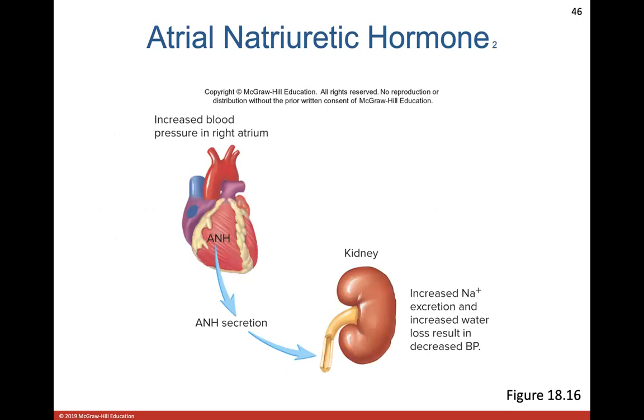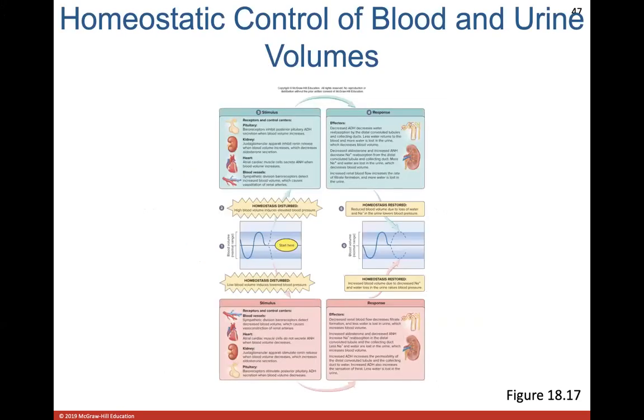So here we have atrial natriuretic hormone released from the heart. And again, it does the opposite of the other two. So if we have an increased blood pressure in the right atrium, it'll tell your kidneys to increase sodium excretion and increase water loss to try to decrease that blood pressure.